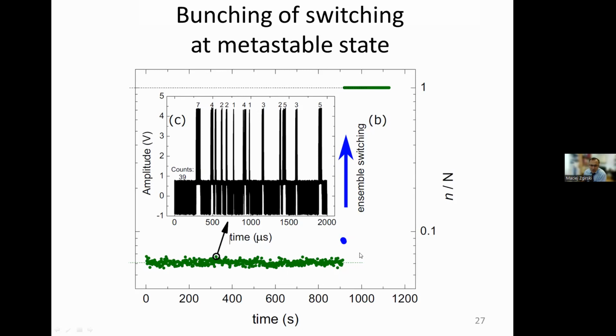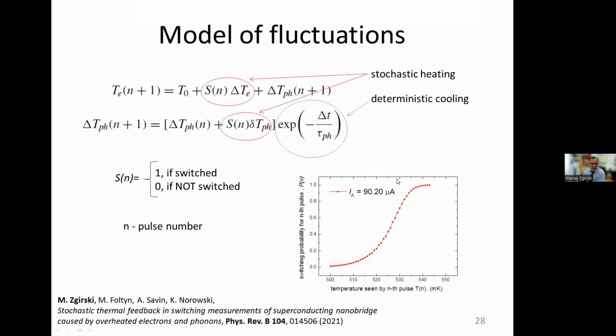To explain this behavior, I developed a model. This is a recursive model which relates the temperature in the next testing pulse to the temperature in the previous testing pulse, where n numbers the testing pulses. The model involves stochastic heating of electrons and phonons, due to the stochastic nature of switching, and deterministic cooling of phonons. Then this model can be combined with the fact that each temperature uniquely gives a switching probability at any particular moment of the experiment.